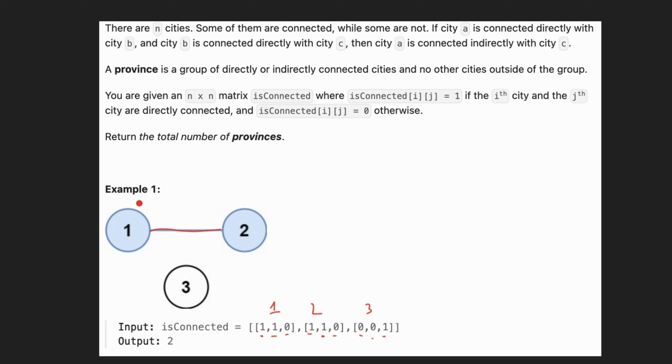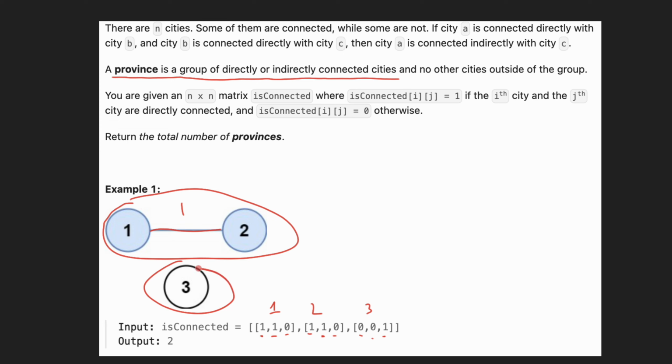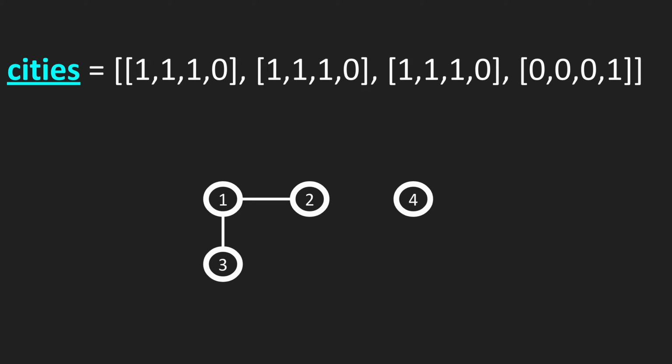And in our case, we need to return the number of provinces. So what's a province? A province is a group of directly and indirectly connected cities. So for example, in this case, we have two groups, group 1, right, and group 2. So we are returning as a result 2.